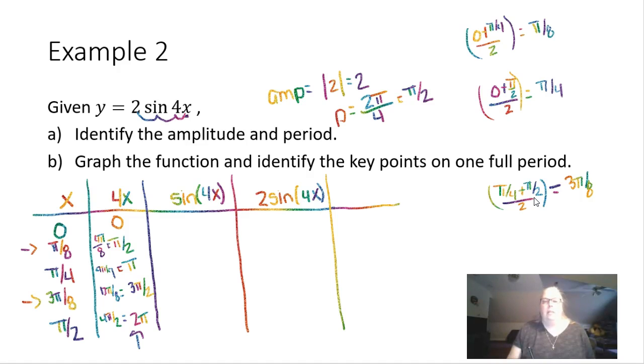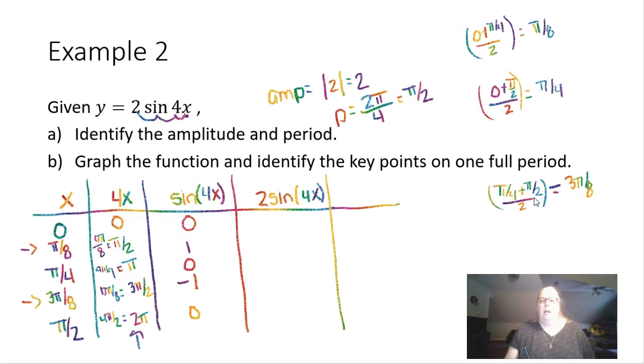So in my next column, now that I have my angle 4x, they're right here, I'm just going to take the sine. The sine at 0 is 0. The sine at pi over 2 is 1. The sine at pi is 0. The sine at 3 pi over 2 is -1. And the sine at 2 pi is 0.